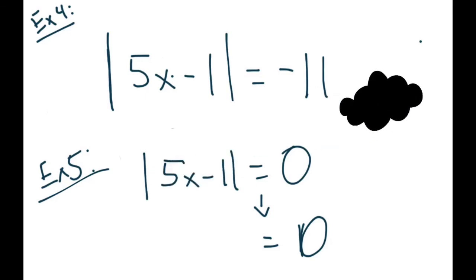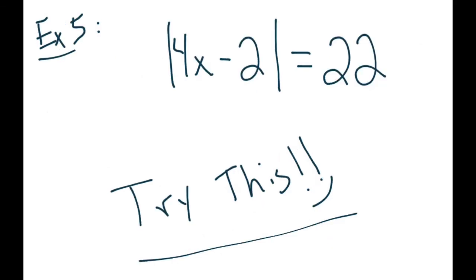So then you're going to have 5x minus 1 equals 0. Okay, and then you just solve that equation like you've done in the past. So if you want to try it, you can, but it should be pretty simple for you to solve. All right, last one here.